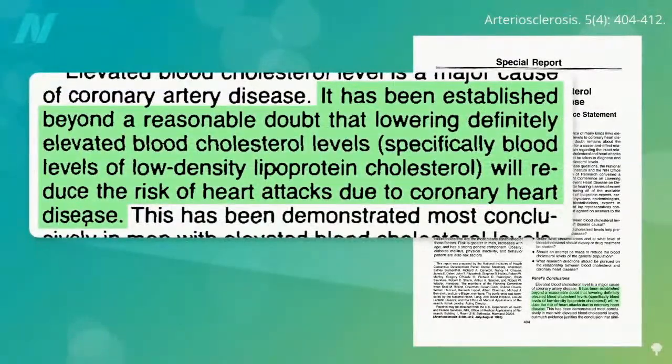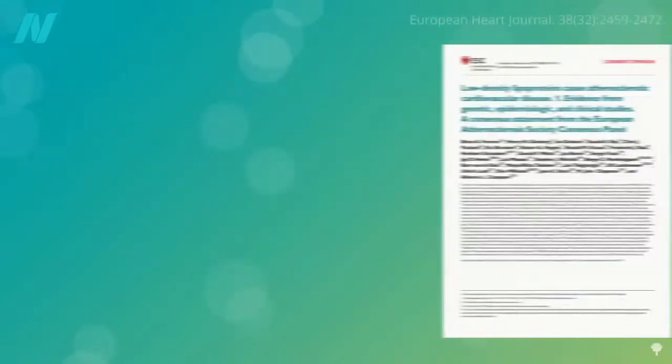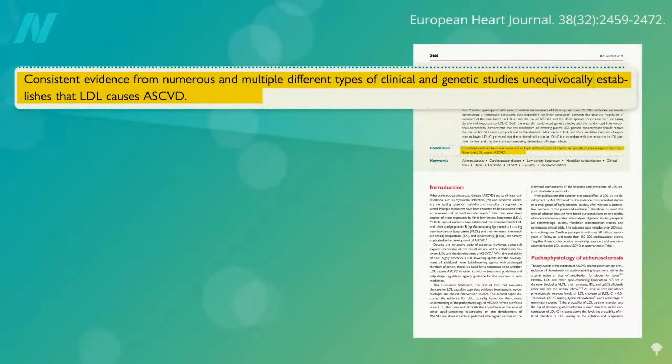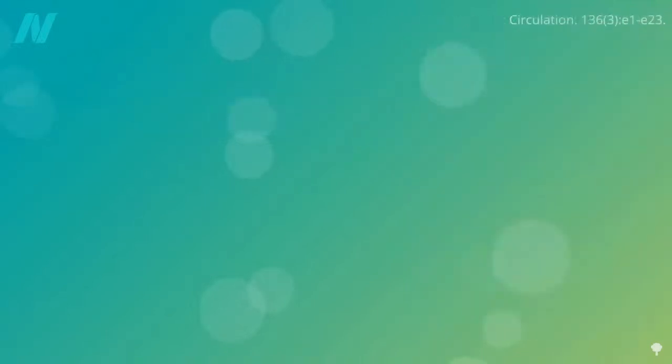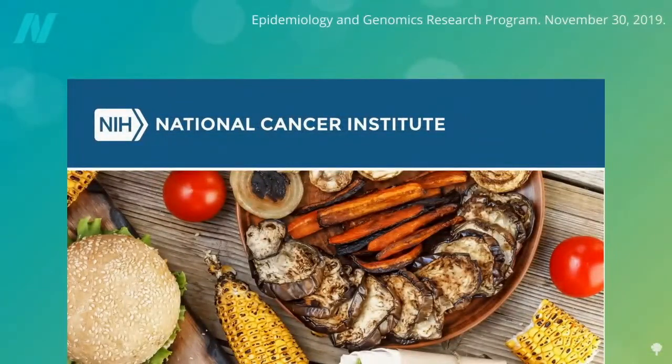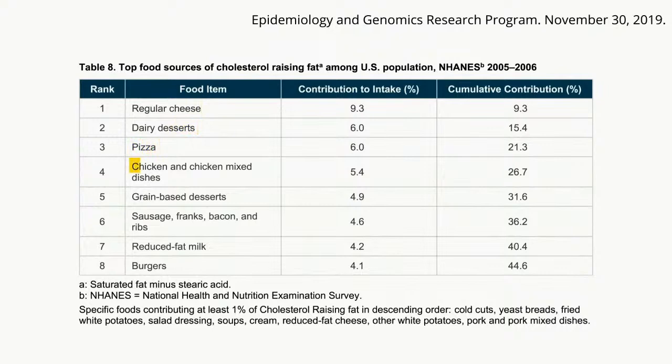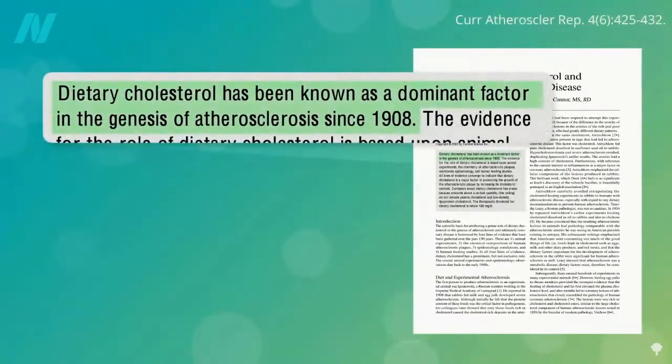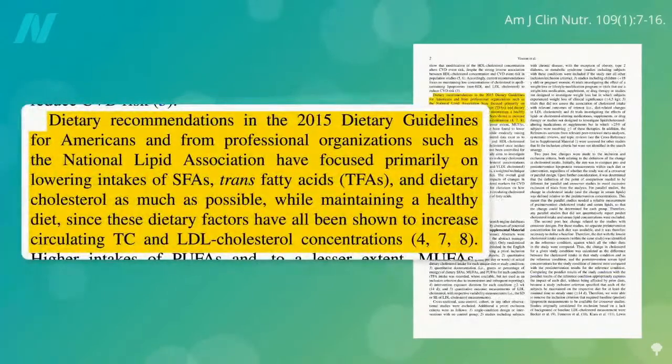Scientific consensus panels going back decades established beyond a reasonable doubt that lowering LDL cholesterol reduces the risk of heart attacks. Consistent evidence unequivocally establishes that LDL causes our number one killer, atherosclerotic cardiovascular disease. And what raises LDL cholesterol? Saturated fat. And where is cholesterol-raising saturated fat found? The number one source is dairy, the number two source is chicken, then pastries, pork, and burgers. And it's not just saturated fat. Dietary cholesterol has been known as a dominant factor in the genesis of atherosclerosis since 1908, which is why we should lower our intake of saturated fats, trans fats, and dietary cholesterol as much as possible.